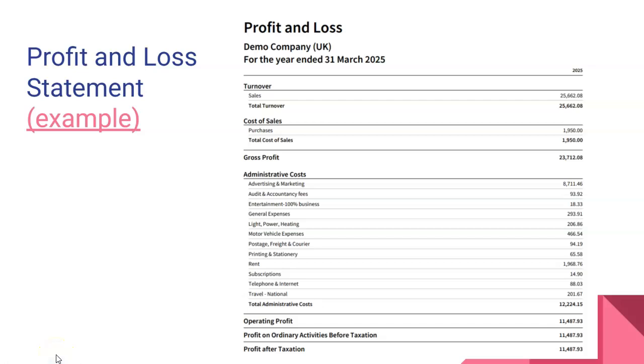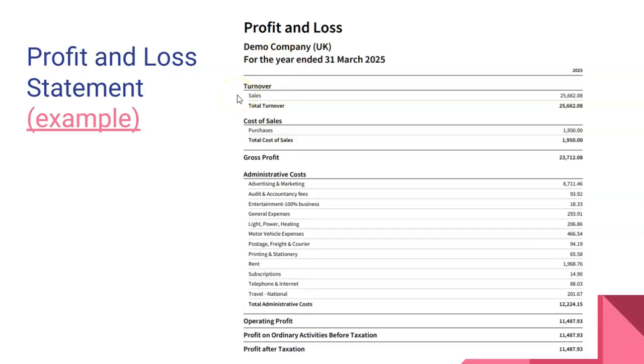So let's now have a look at the profit and loss statement from Xero. It is accounting software, Xero, and this is a demo company, and we have a year ended 31st of March. So basically the statement runs from 1st of April up to 31st of March, because it says here 1 year, right? So the year.